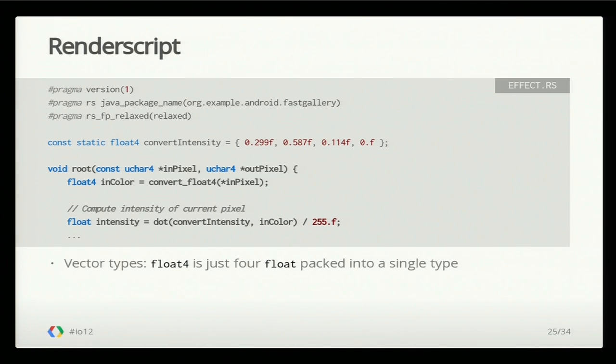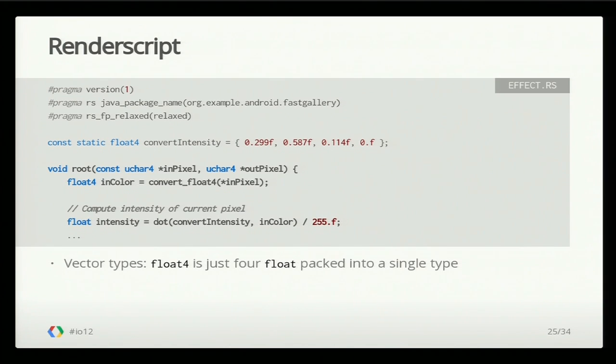And the root method takes two arguments, an input pixel and an output pixel. And the data type of these arguments, in this case, is a uchar4, which is a vector type of 4 unsigned characters. An unsigned character is similar to a byte, so you can think of this as 4 bytes in a single type. And in this case, the 4 bytes here are the 4 color channels: alpha, red, green, and blue. So it's essentially a pixel at a time.